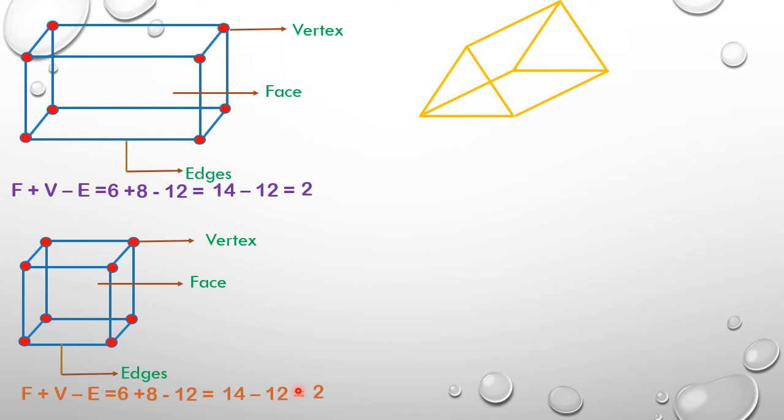We'll check for another shape. What is this? It is a triangular prism. Now we are going to find out F plus V minus E. How many faces are here? Front, back, left, right, bottom. Here there is no upper part. So totally 5 faces. Then how many vertices? If we take the first triangle 1, 2, 3, and the other triangle 4, 5, 6, totally 6 vertices are there.